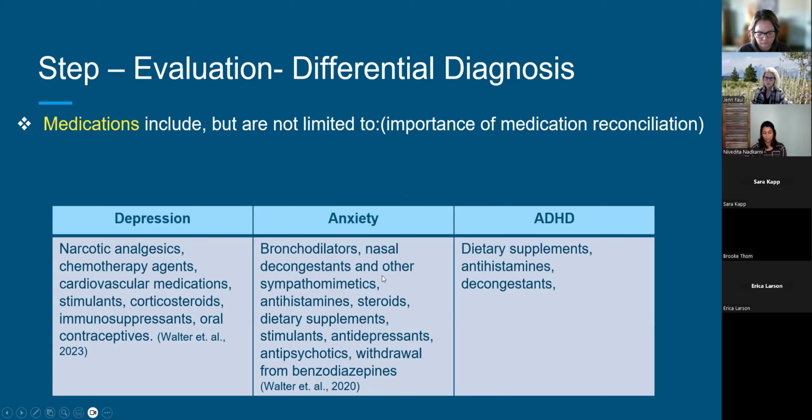Benzo withdrawal, again a big one in the adult psychiatry world, can also present with anxiety. The patient is jittery and looks like they're having a panic attack sometimes when actually they're withdrawing from medications. So those would be important considerations here.